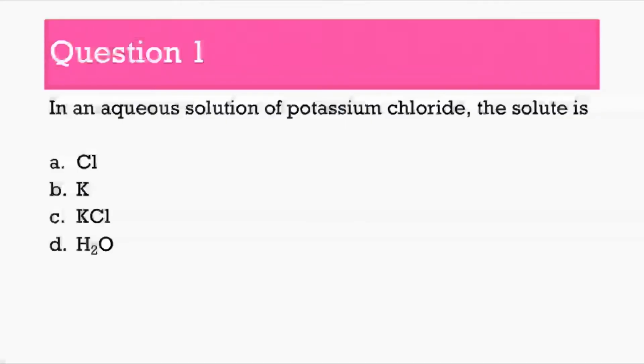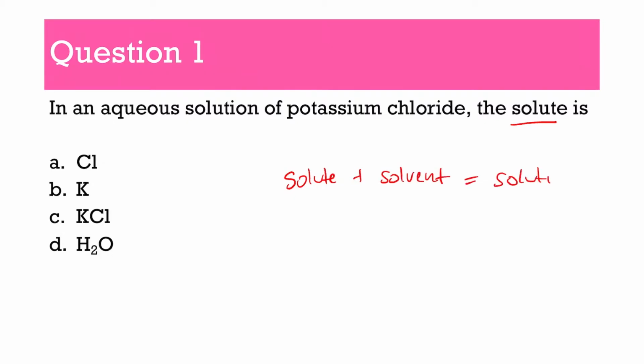Okay, number 1, it says in an aqueous solution of potassium chloride, the solute is... Remember, we have solute plus solvent, and that gives us a solution. So the solute gets dissolved, the solvent does the dissolving, and the solution is the mix between the two.